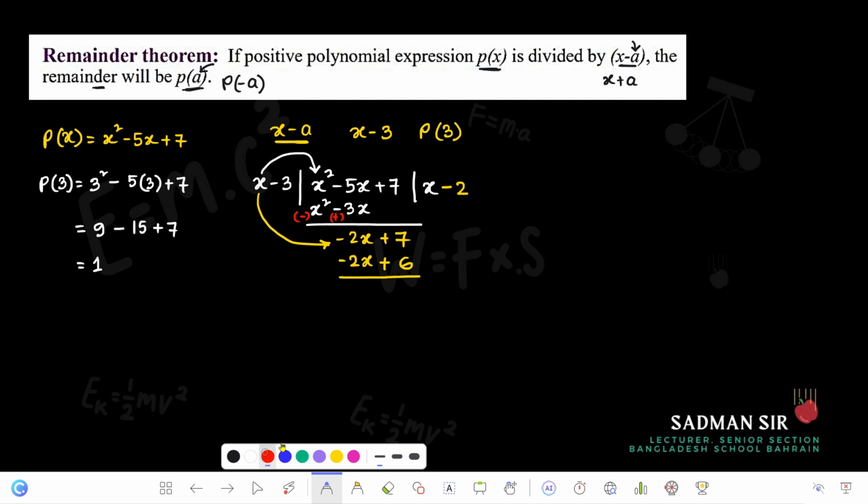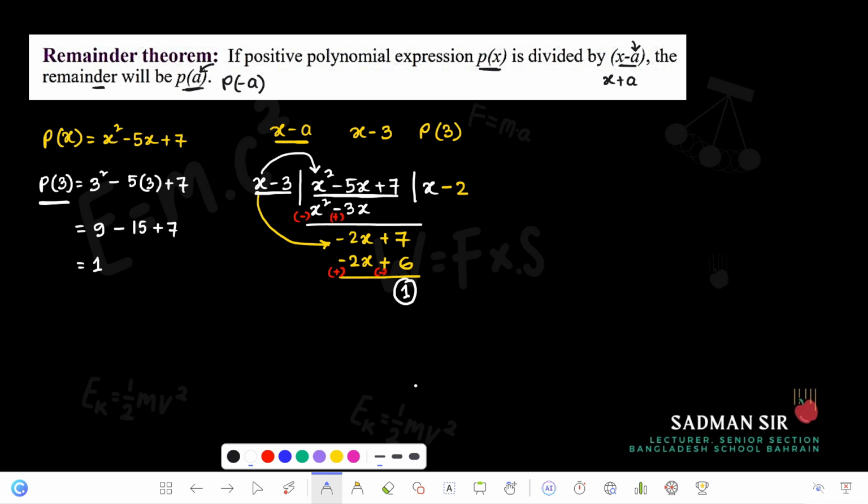Now if we do the subtraction, the signs will change. So positive 2x minus negative 2x cancel each other. Then 7 minus 6. Finally, the remainder that we are getting is equal to 1. So what the remainder theorem says is actually correct. Whenever a polynomial, this is our polynomial, is divided by something of this shape, x minus something, the remainder that we get is equal to p of a, right? If we divide it by x minus a, then it will be p of a.